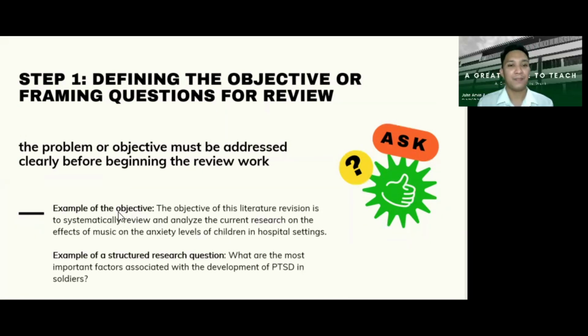Example of the objective. The objective of this literature revision is to systematically review and analyze the current research on the effects of music on the anxiety levels of children in hospital settings. As you can see, the objective in this particular paragraph is located in the last part of the sentence, in which it wants to analyze the current research on the effects of music on the anxiety levels of children in hospital settings.